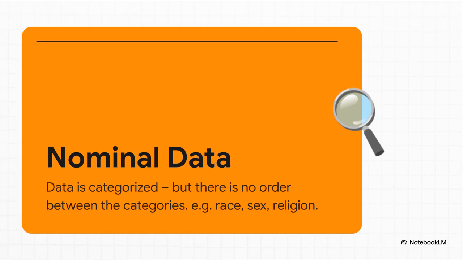First up, we've got nominal data. This is the simplest kind, really. It's all about categories or names, hence nominal. Think of things like sex, race, and ethnicity, or religious affiliation. You can put people into these different buckets, but there's no logical order or ranking. One category isn't higher or better than another, they're just different.